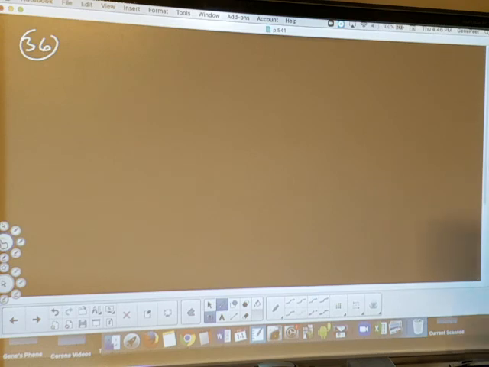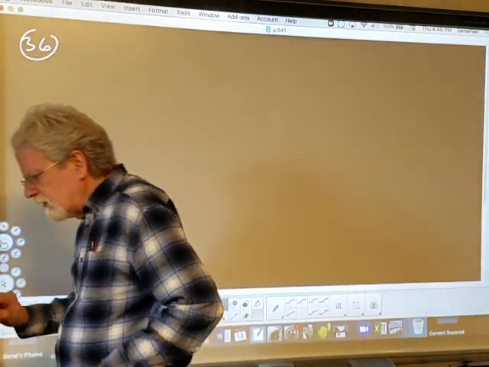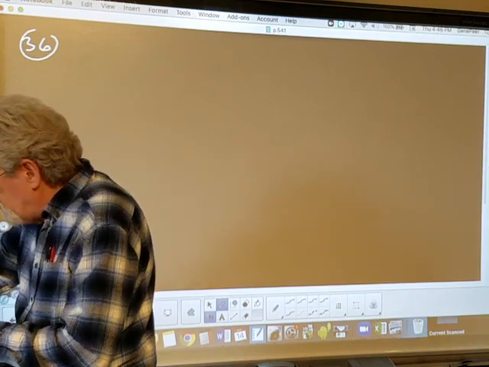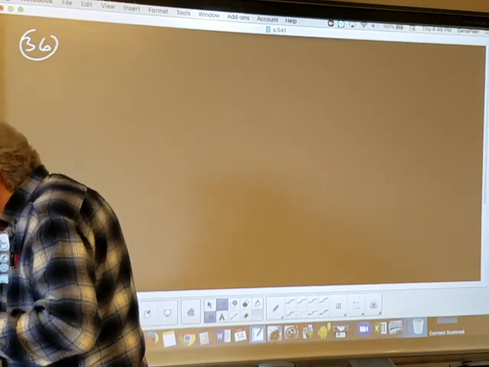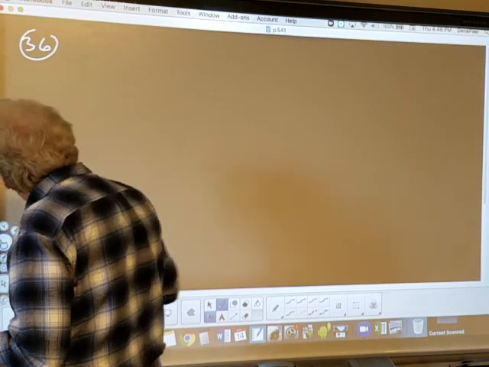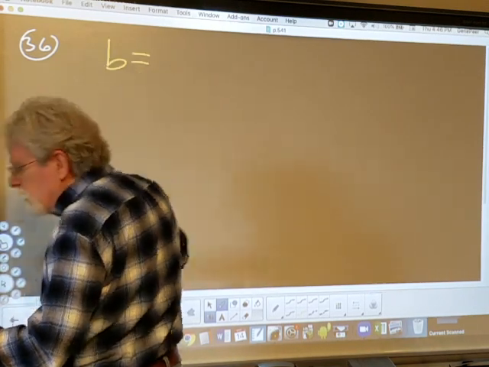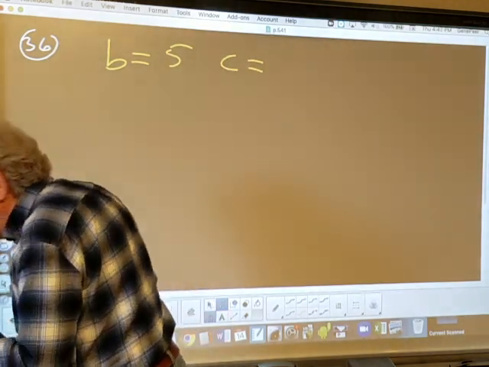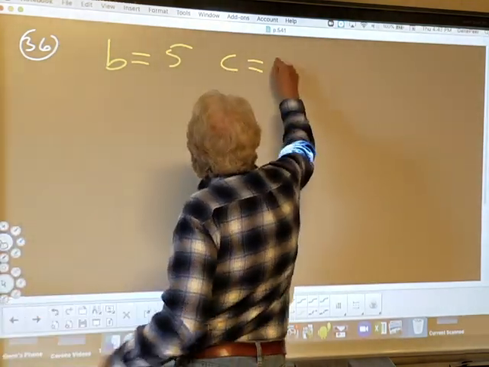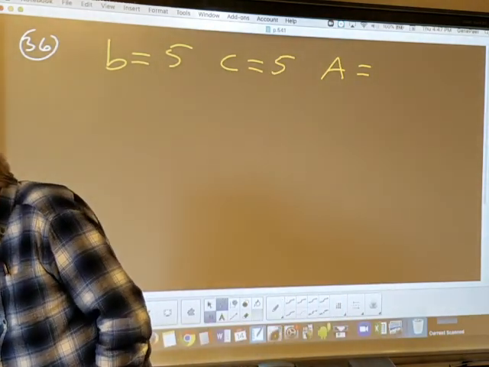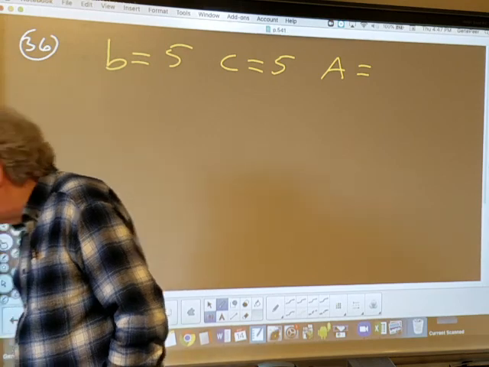Number 36. Okay, why is 36 so big? What's number 36? I don't have it on the board. Sorry about that. 36. Oh, finding area. Where B is 5, C is 5 also, and A is 20. Took my eyes off the spot there.